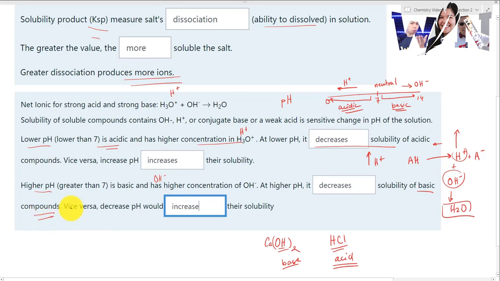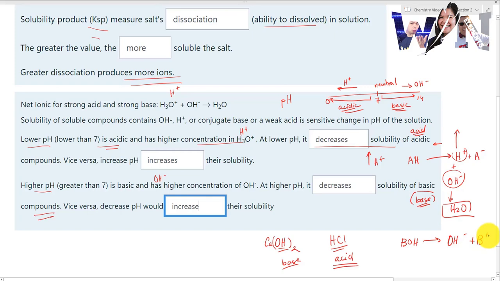So remember, you have to really read the problem carefully. This is for the base. This one is for the acid right here. So you have to identify the compound before you can apply this rule. So at a high pH, we would decrease. Okay, so let's look at this. We have a base, BOH, producing OH minus plus B plus right there, as you can see.